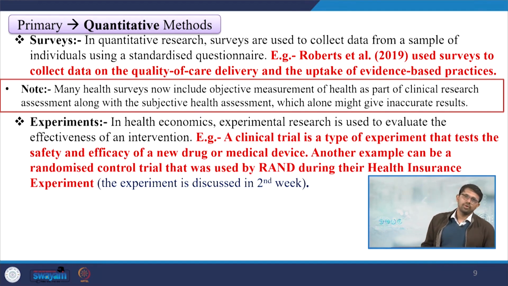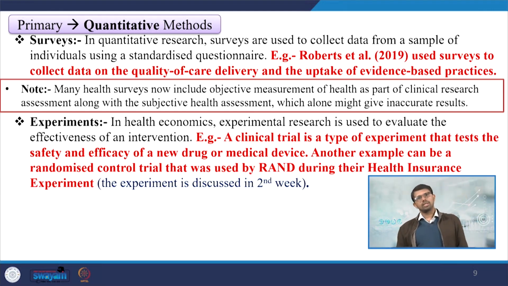Another approach of quantitative information is called experiments. In health economics, experimental research is used to evaluate the effectiveness of an intervention. That is, a clinical trial is a type of experiment that tests the safety and efficacy of a new drug or medical device. Another example can be the randomized control trial, which is very popular in recent times, which we have also referred to in our second week on the RAND experiment.